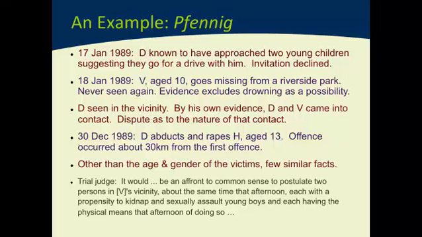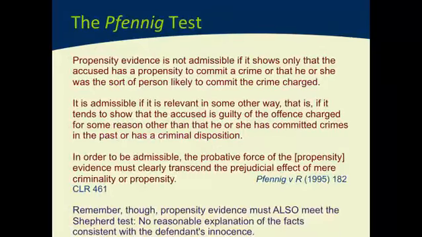The judge said it is such an affront to common sense to believe that this could have happened, that it becomes overwhelmingly likely that in fact what happened was that Pfennig was responsible for committing both crimes. The second offence showed that Pfennig had a propensity for abducting and raping young boys, and when you apply that propensity to the evidence in the first offence, it became clear that Pfennig was the person that they were looking for. And that gave rise to what we call the Pfennig Test.